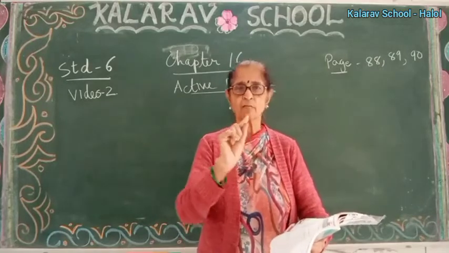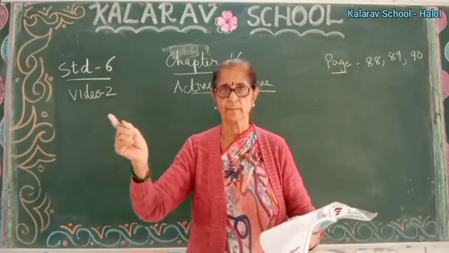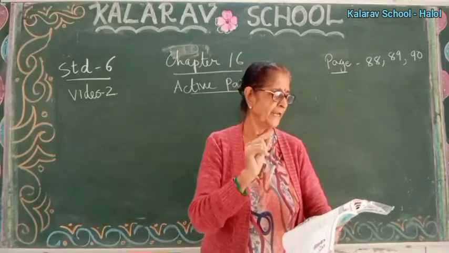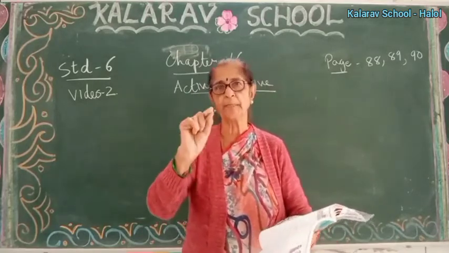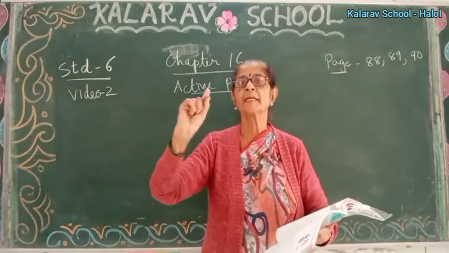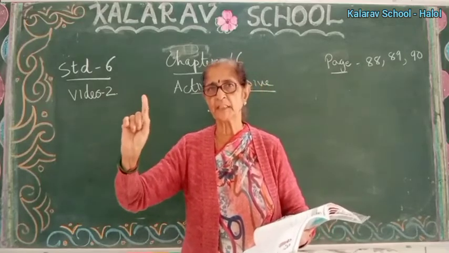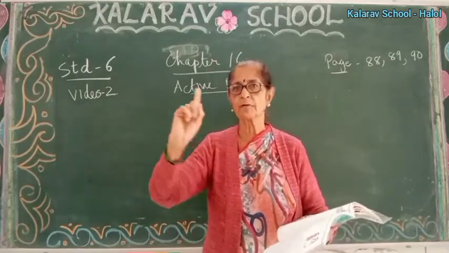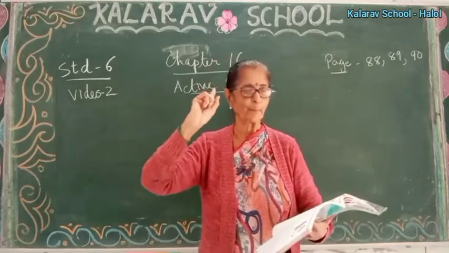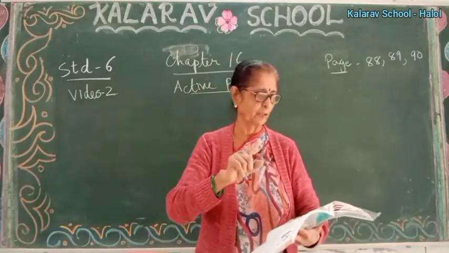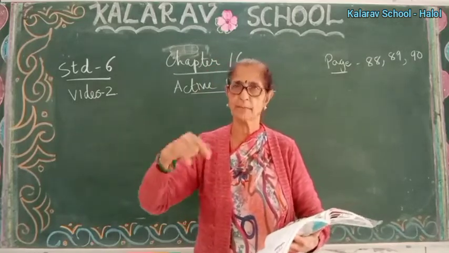Now Rita was writing a letter. A letter was being, B-E-I-N-G, written, W-R-I-T-T-E-N. Write, wrote, written. So written is the past participle form of write. By Rita in passive voice.